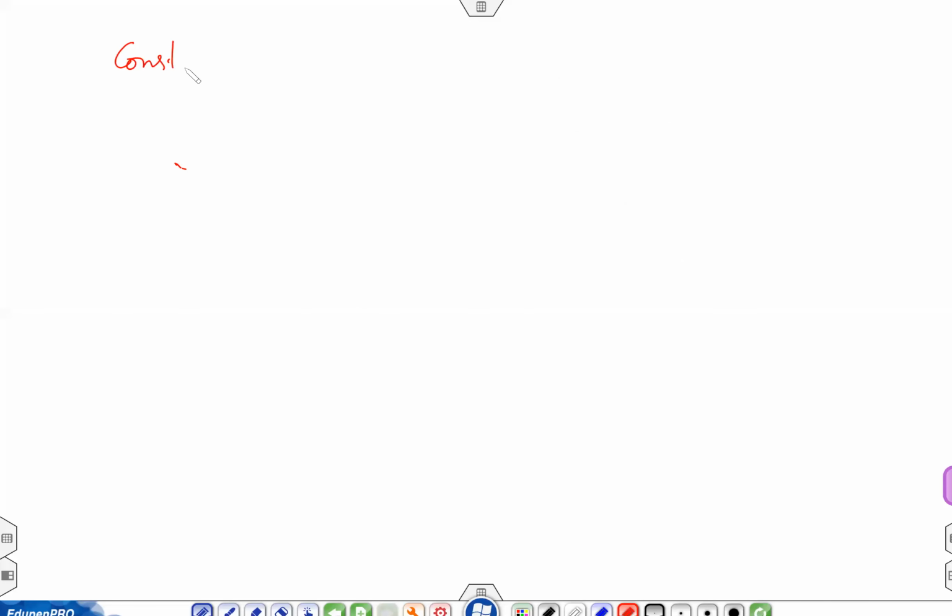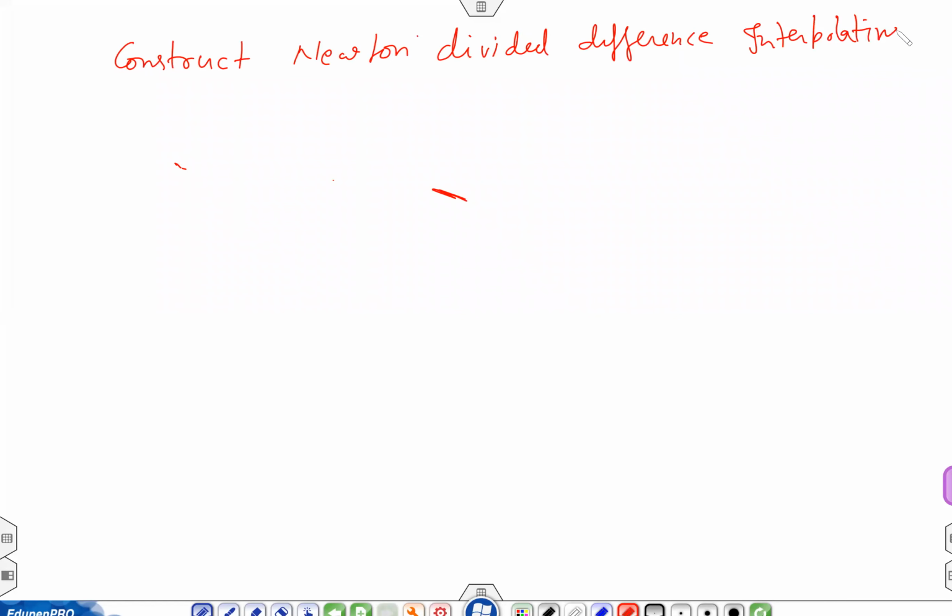Construct Newton divided difference interpolating polynomial for the given data. For the data given, I am writing in tabular form.